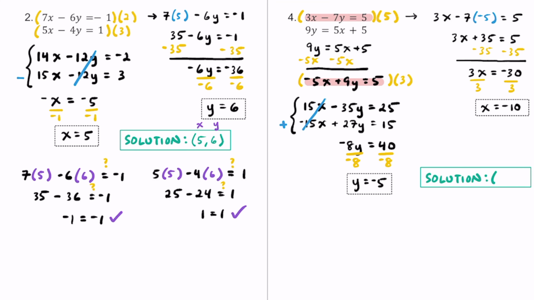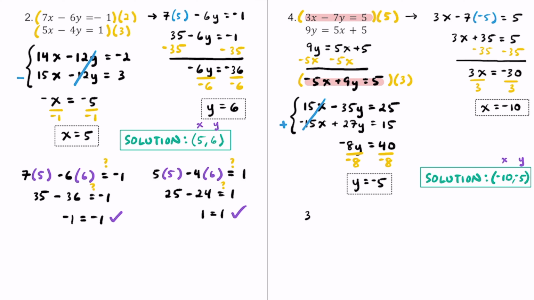That means our solution here is going to be at -10, -5. So these two linear graphs would intersect each other over in quadrant 3. All right, one final time, let's check our solution. So we think x is -10 and y is -5. Let's check it one time by plugging into the top equation, and then we'll check it in the bottom equation as well.